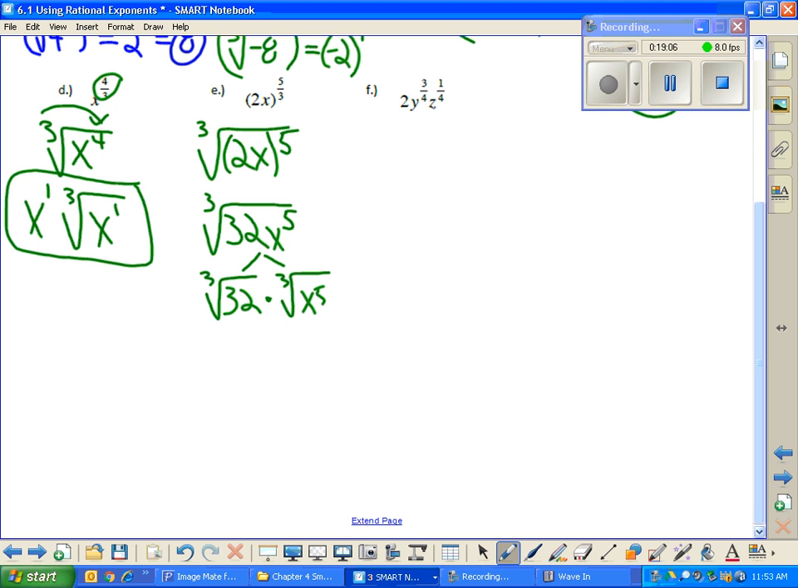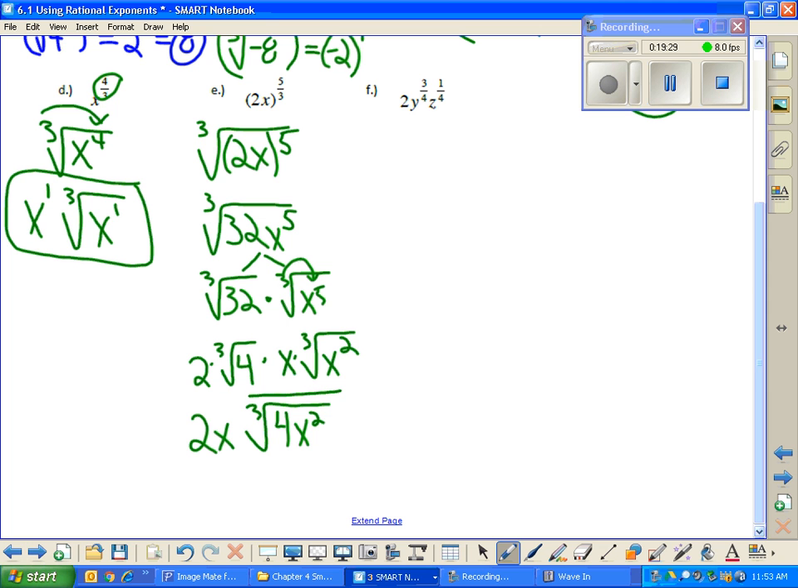Cube root of 32, 8, very good. So this is going to be 2 cube roots of 4. And then 3 goes into 5 1 time with 2 left over. We don't really ever leave our answer looking like that. We rearrange that multiplication. So we have 2x outside the radical, and then you'd have 4x squared left underneath. That's probably my toughest problem of the day.